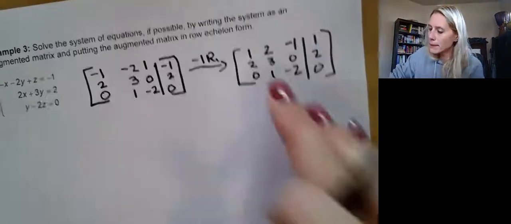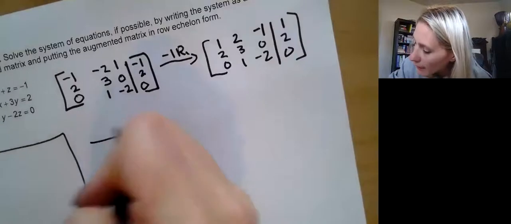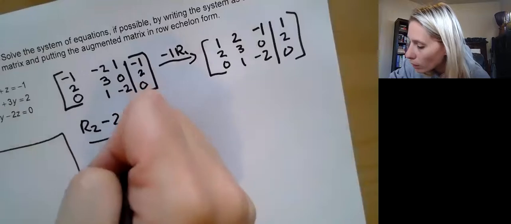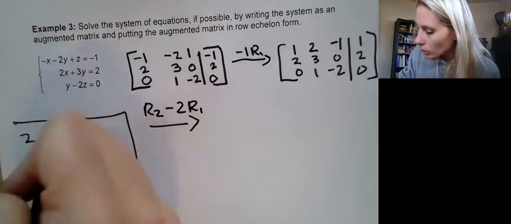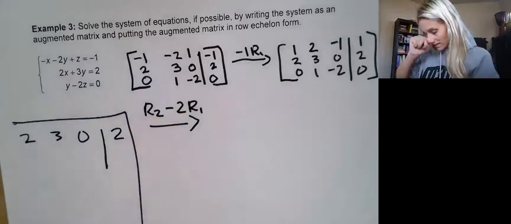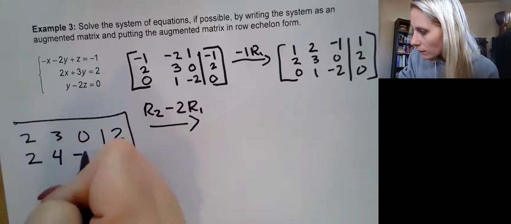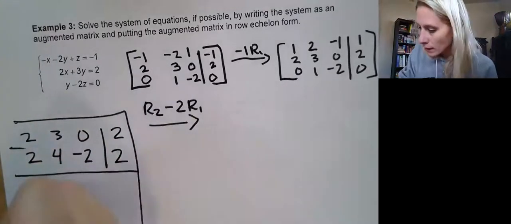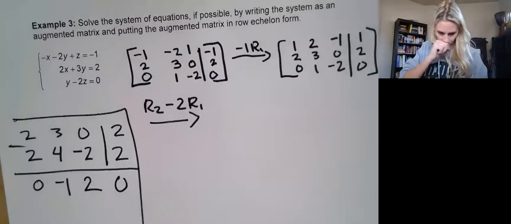Well, I need this to be 0. How am I going to do that? My sidebook here. I am going to take row 2 and subtract 2 of row 1, and that will give me my 0. So row 2 is 2, 3, 0, 2, and I'm going to double the first row, so 2, 4, -2, 2. I'm going to subtract straight down because I want that 0. So 0, -1, 2, 0.